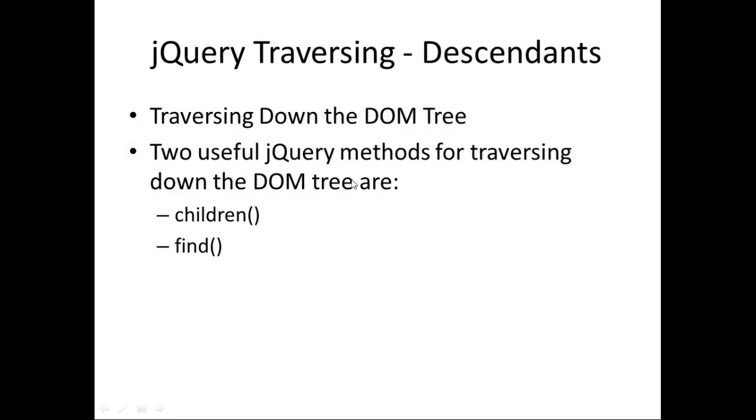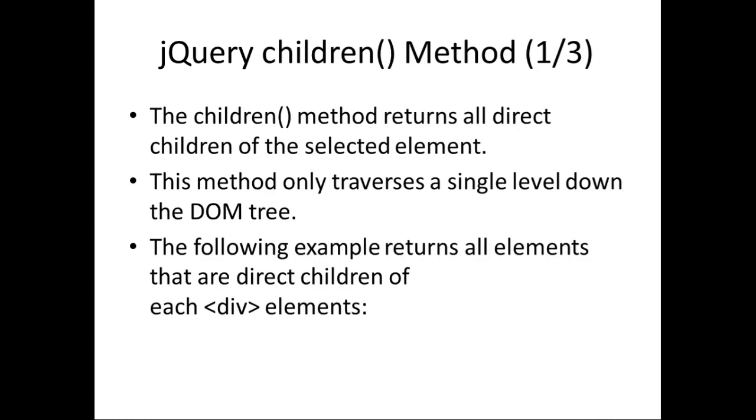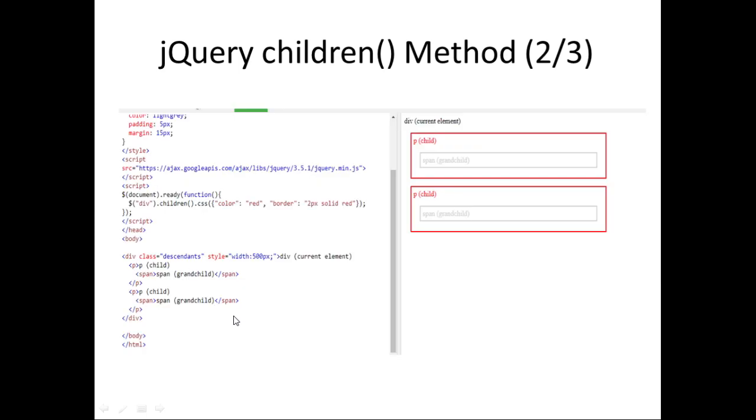jQuery traversing descendants. So this one downwards. So traversing down the DOM tree. Two useful jQuery methods for traversing down the DOM tree are children and find. jQuery children method. The children method returns all direct children of the selected elements. So all direct children of the selected elements. This method only traverses a single level down the DOM tree, so only single level. The following example returns all elements that are direct children of each div element.